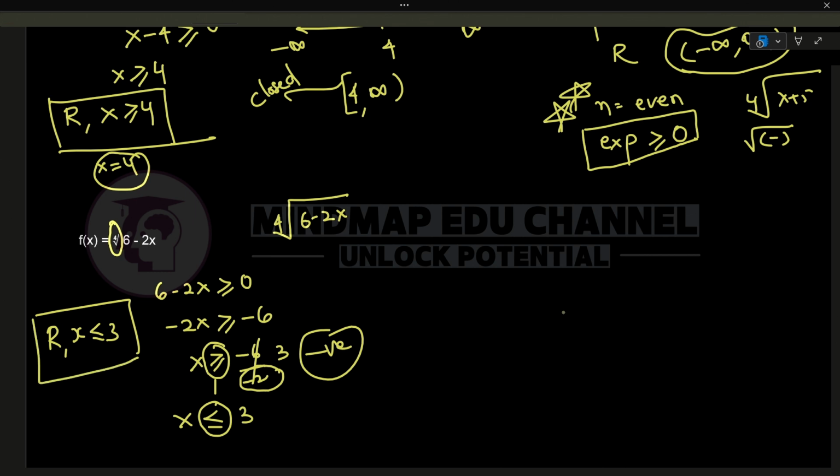Now let's write it in interval notation. So here is minus infinity, infinity, and here is 3. Here it will be a closed circle, where 3 is included in the domain, and it should be less than 3, so it will be on this side. So our domain will be minus infinity to 3 with a closed bracket.